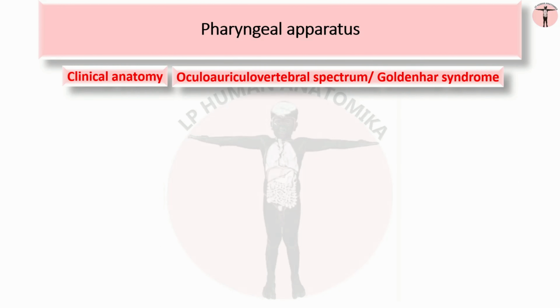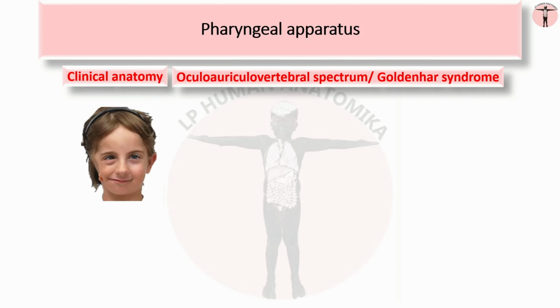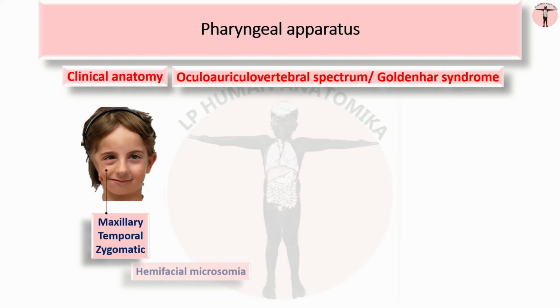Auriculovertebral spectrum, also called Goldenhar syndrome, includes a number of craniofacial abnormalities that usually involve the maxillary, temporal, and zygomatic bones, which are small and flat, leading to hemifacial microsomia. Causes of hemifacial microsomia are unknown. Asymmetry is present in 65% of the cases, which occur in 1 in 5,600 births.